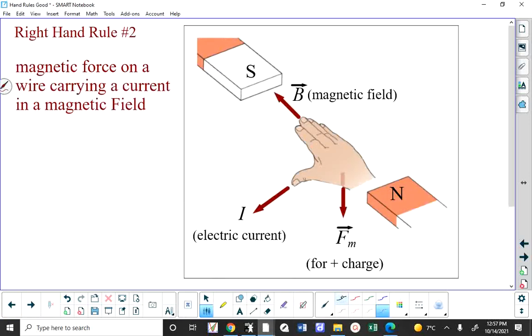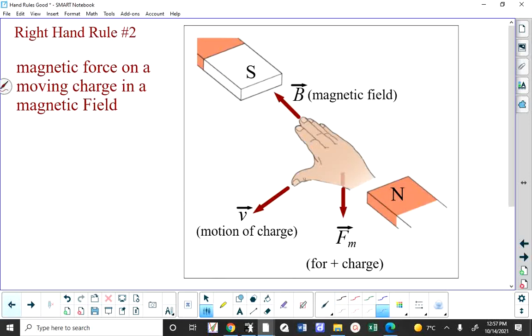I want you to focus your attention up here. This is the right-hand rule, everybody, for a single moving charge. All right? So in this diagram that you're looking at, the magnetic field is north to south. So if I told you that a proton was moving in the direction of your thumb, you point your thumb in the direction of the motion of the particle, and the magnetic force is towards the floor, basically, out of the palm of your hand, right?